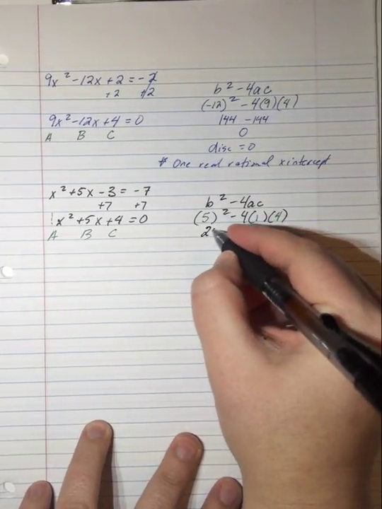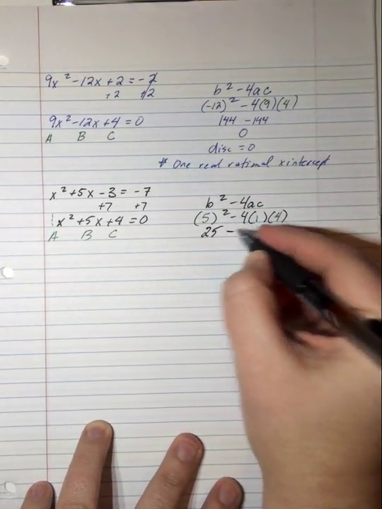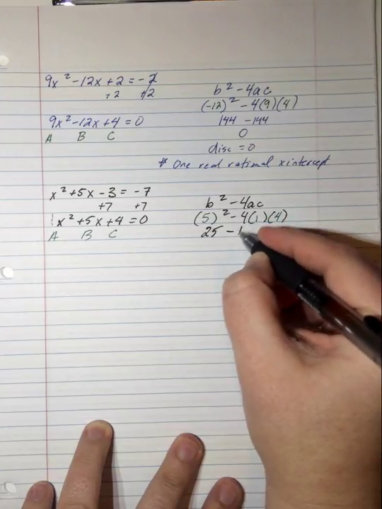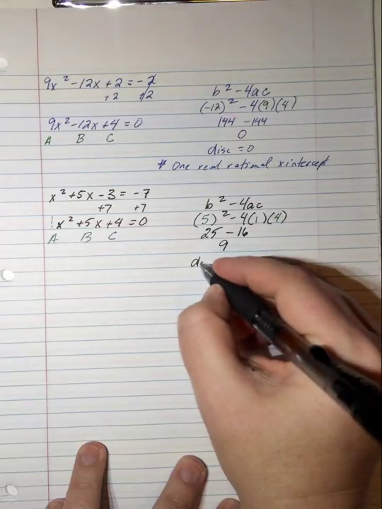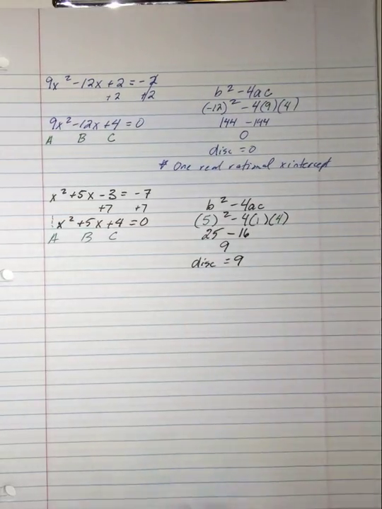5 squared is 25. 4 times 1 times 4 is 16. 25 minus 16 is 9. So my discriminant equals 9. So if you look again at your notes to the side, try to figure this one out real quick on your own, what category it's going to fall under.